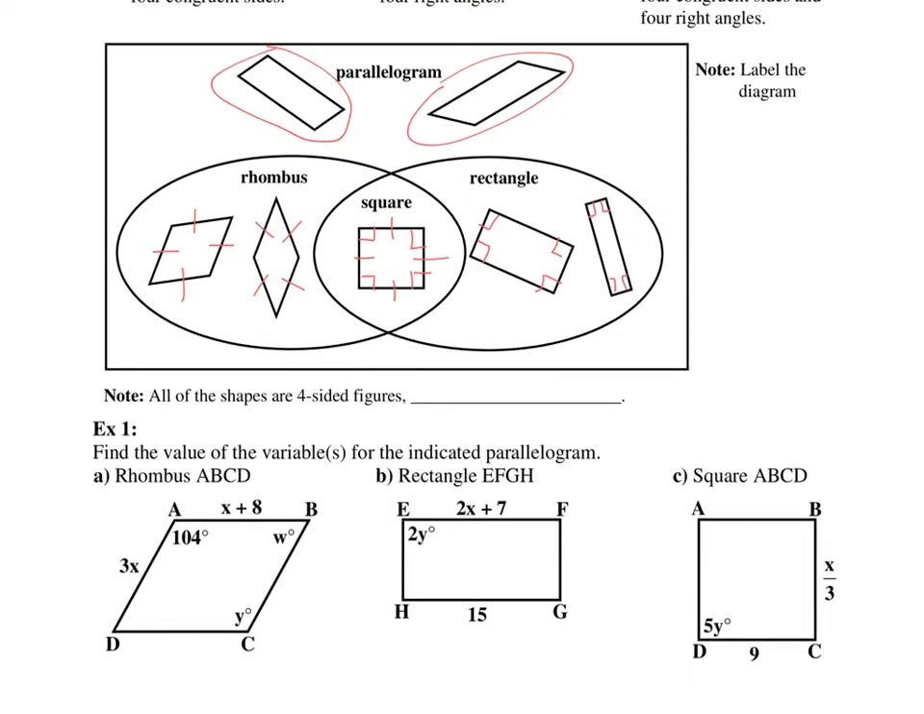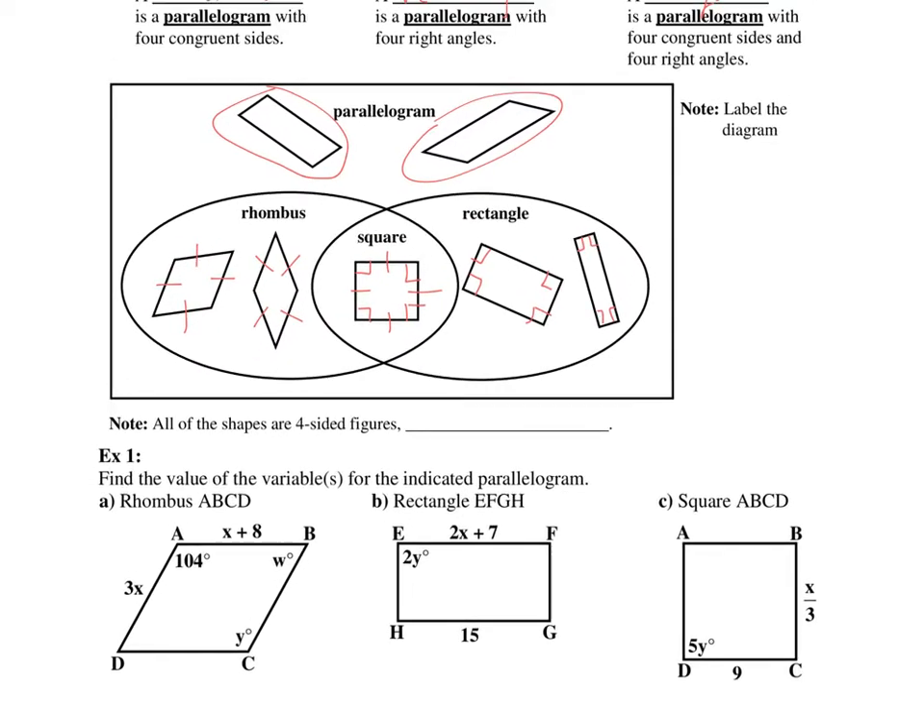Okay, now all the shapes are four-sided figures. Four-sided figures are quadrilaterals. It's R, that's an I.